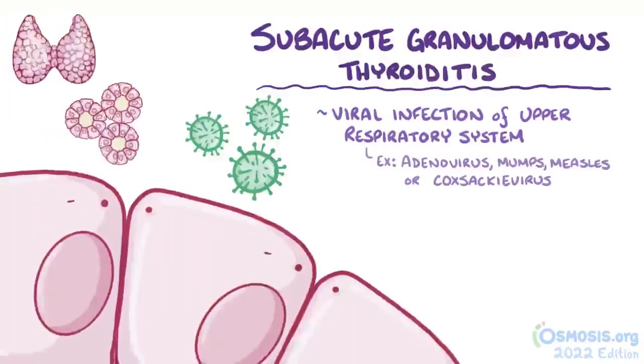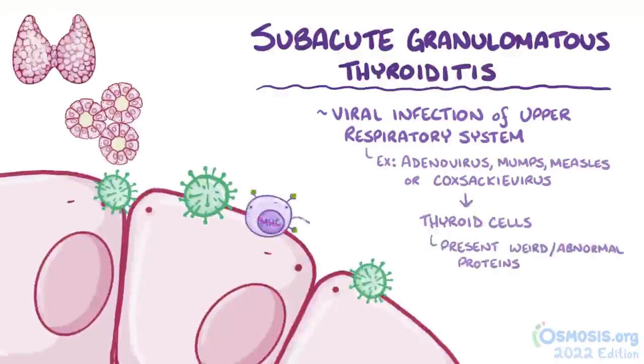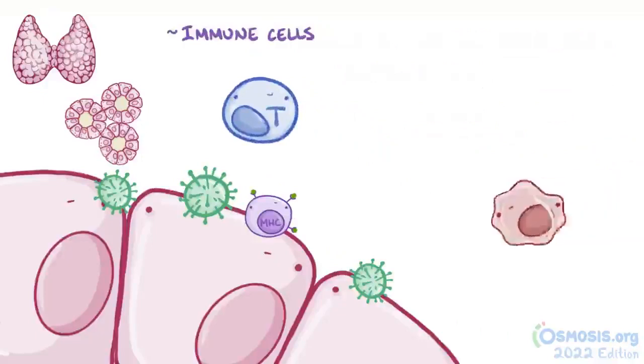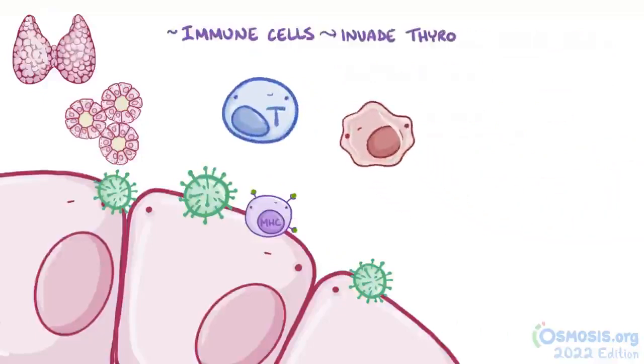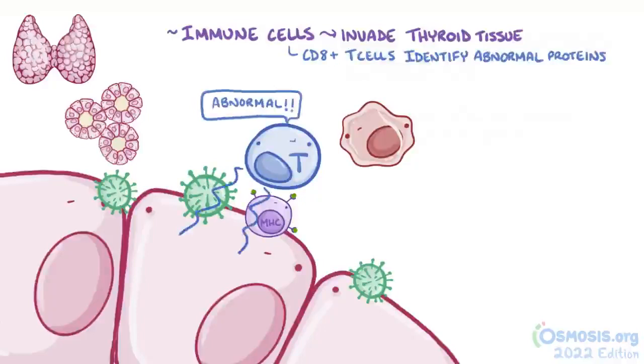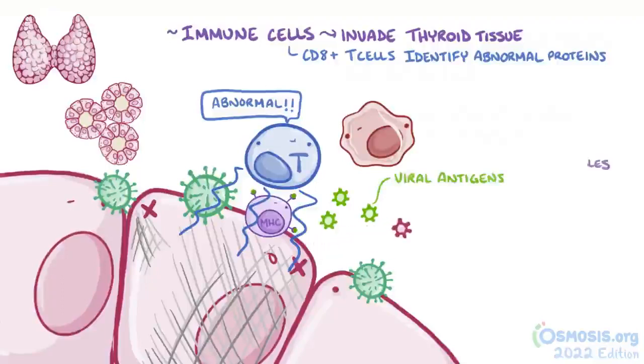Sometimes these viruses spread to the thyroid gland and target the thyroid cells, and when they get in and infect these cells, they can cause the thyroid cells to present weird and abnormal proteins on their MHC class I molecules. Soon, immune cells, particularly CD8 positive T cells and antigen-presenting cells like macrophages, rush into the thyroid tissue. When the CD8 positive T cells identify the abnormal proteins on the MHC class I molecules, they typically destroy the thyroid cells. As these thyroid cells die, they spill out viral antigens, as well as some of their own cellular antigens like thyroid peroxidase, thyroglobulin, or TSH receptors.